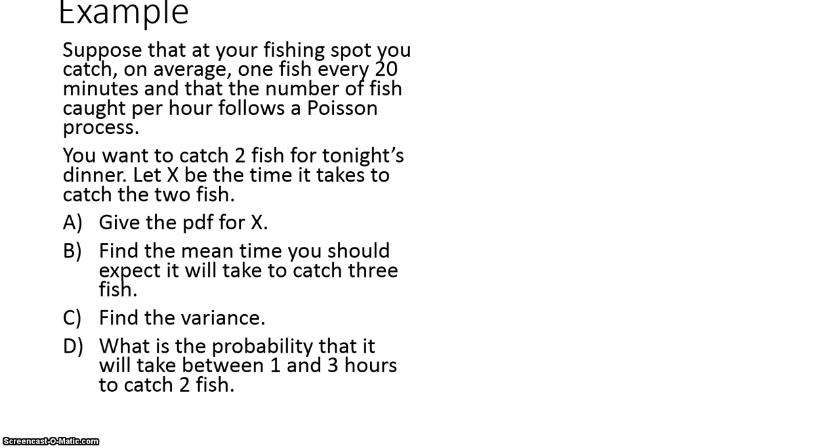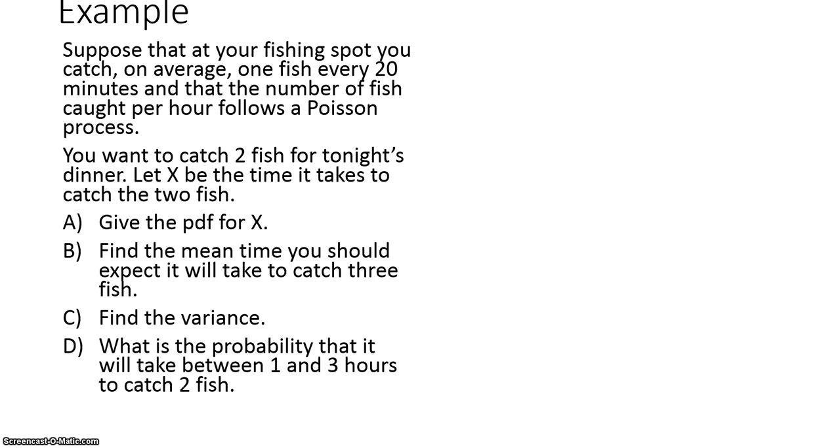So let's take a look at an example. Suppose that at your favorite fishing spot, you catch on average 1 fish every 20 minutes, and that the number of fish caught per hour follows a Poisson process. You want to catch 2 fish for tonight's dinner, and we're going to let X be the time it takes to catch the 2 fish.